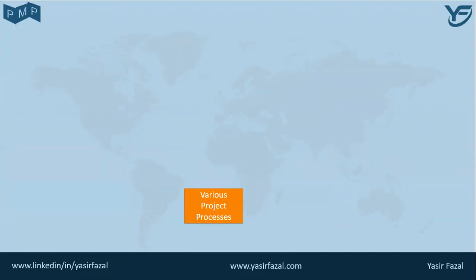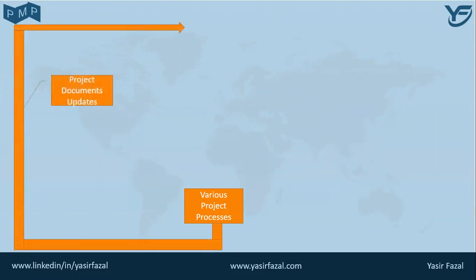So when these processes are getting executed, they generate many updates related to the project documents. For example, there is a scope management plan that is created and is related to the scope of the project. So during execution, if there is any change in the scope document, it is required to be updated, right?